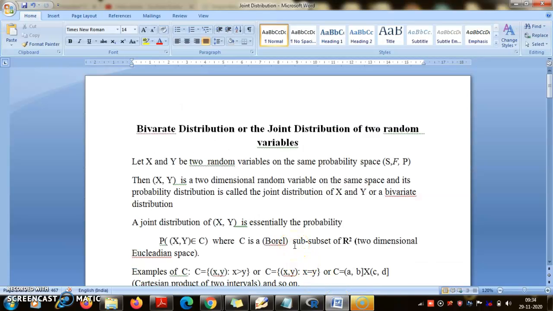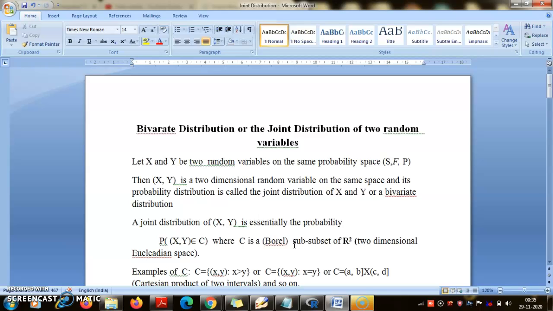This is a presentation on bivariate distribution, or the joint distribution of two random variables. So let X and Y be two random variables on the same probability space. Then together (X, Y) as a vector is known as a two-dimensional random variable, and this is a vector valued function.